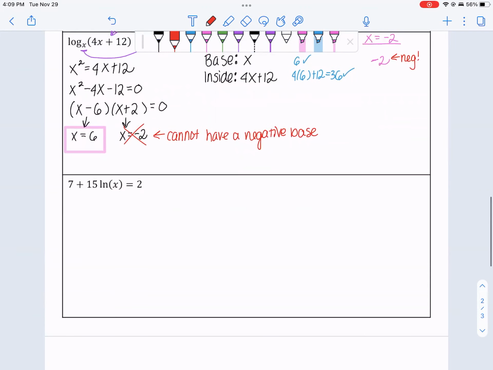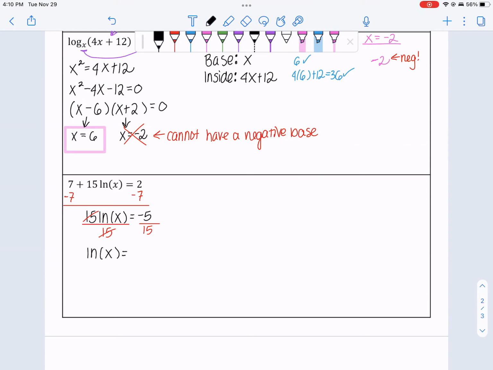All right. One more problem with just one logarithm. Once again, we're looking for log equals number. So in this case, we don't have that. We're going to have to do some algebraic manipulation to get the ln by itself. So I'm going to start by subtracting 7 on both sides. Okay, you get 15 ln of x is equal to negative 5. To get the ln x completely by itself, I'm dividing both sides by 15. We get ln x is equal to negative 5 over 15.